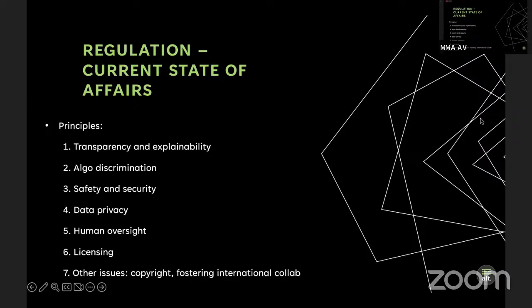And just to show, I don't have the quote in front of me on the transparency, but it's in the Chinese regulations, it's in the EU.